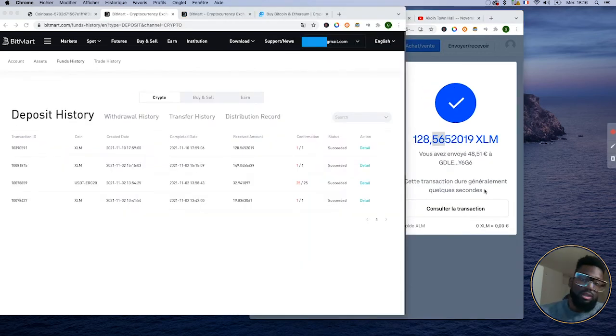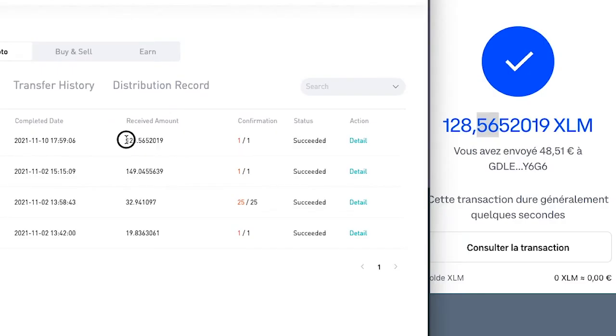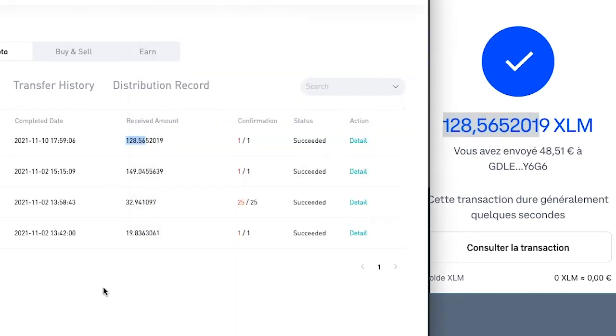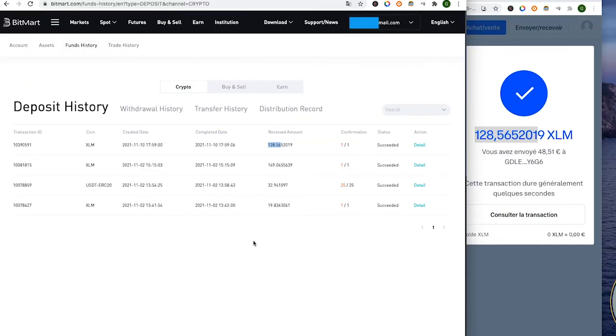Okay, I go back to my Bitmart account in the funds history, and you can see in the received amount I received 128.99 and I sent from my Coinbase account 128.99. Okay, in less than 1 minute, no fee. So now I can convert my XLM token to USDT token.